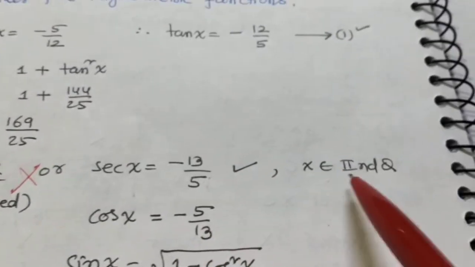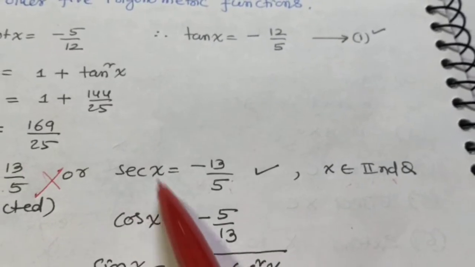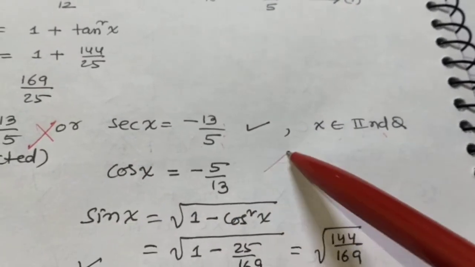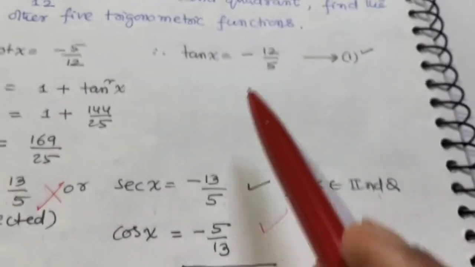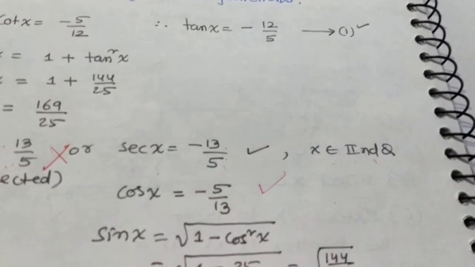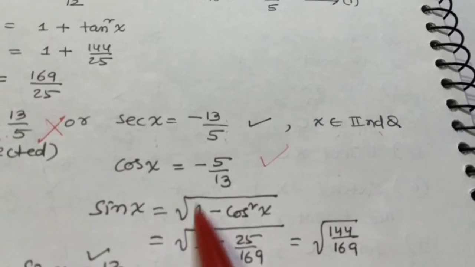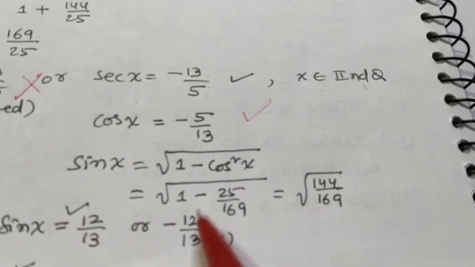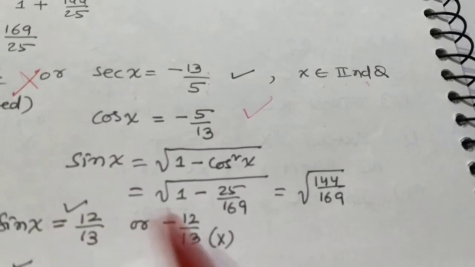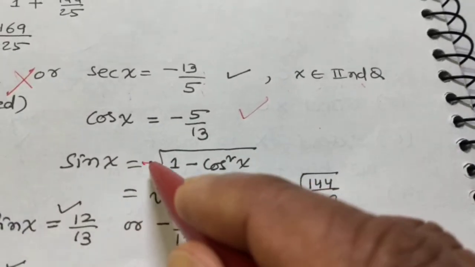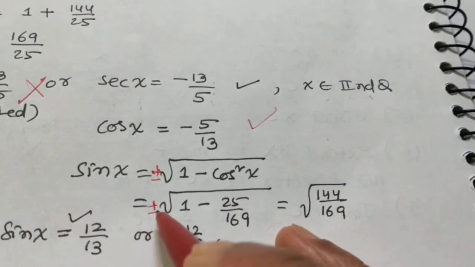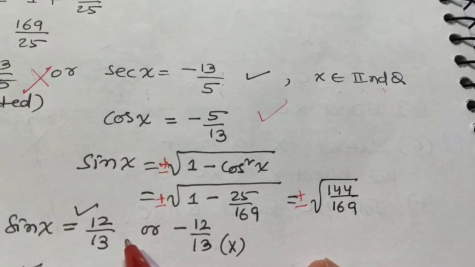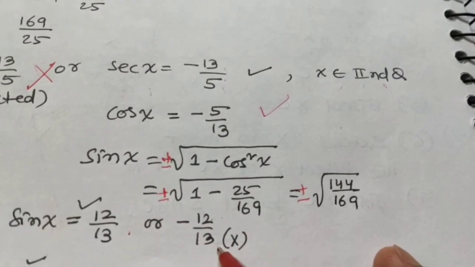Since x belongs to the second quadrant, once sec is found, 1 upon sec is cos. So we invert it, and cos is also known. By now tan, sec, and cos are done. Once cos is done, sin x is nothing but root over 1 minus cos square x. So sin is also known. Two values of sin will come, plus and minus. Sin x will be either 12 upon 13 or minus 12 upon 13.